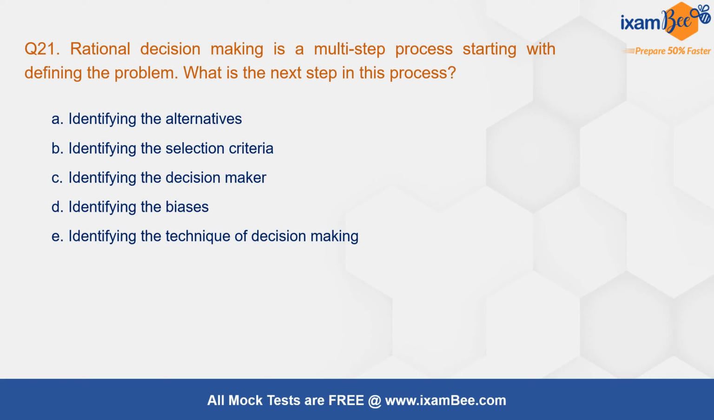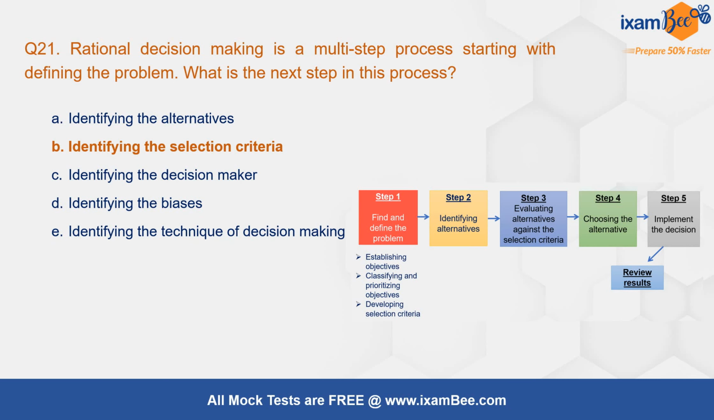Question 21. Rational decision making is a multi-step process starting with defining the problem. What is the next step in this process? So we had discussed, हमने ये बहुत बार पहले डिस्कस किया कि rational decision making के कुछ स्टेप्स होते हैं, और जो पहला स्टेप होता है that we need to identify the problem set or define the problem set for which we are looking to make a decision. So next step इस process में क्या होता है? Is it identifying the alternatives, identifying the selection criteria, identifying the decision maker, identifying the biases, or identifying the technique of decision making? The correct answer is identifying the selection criteria.